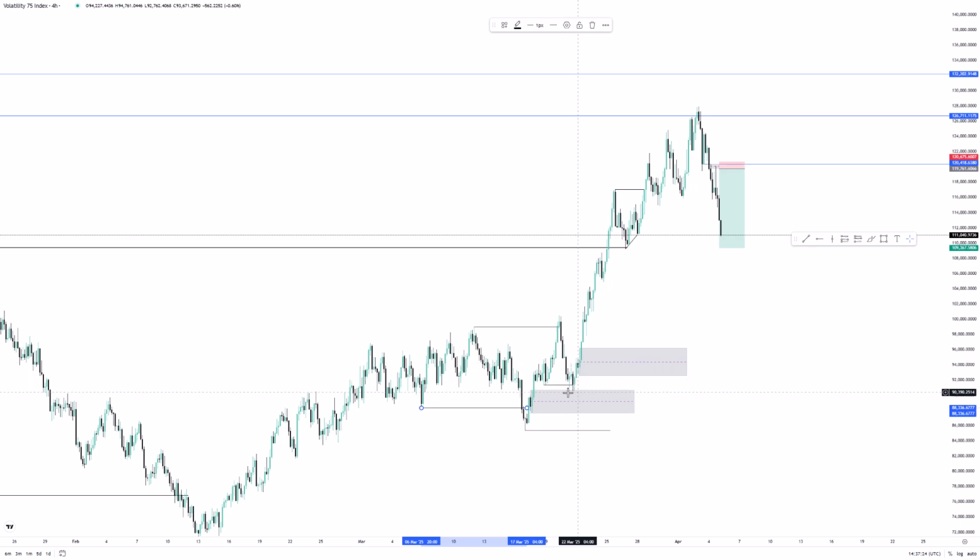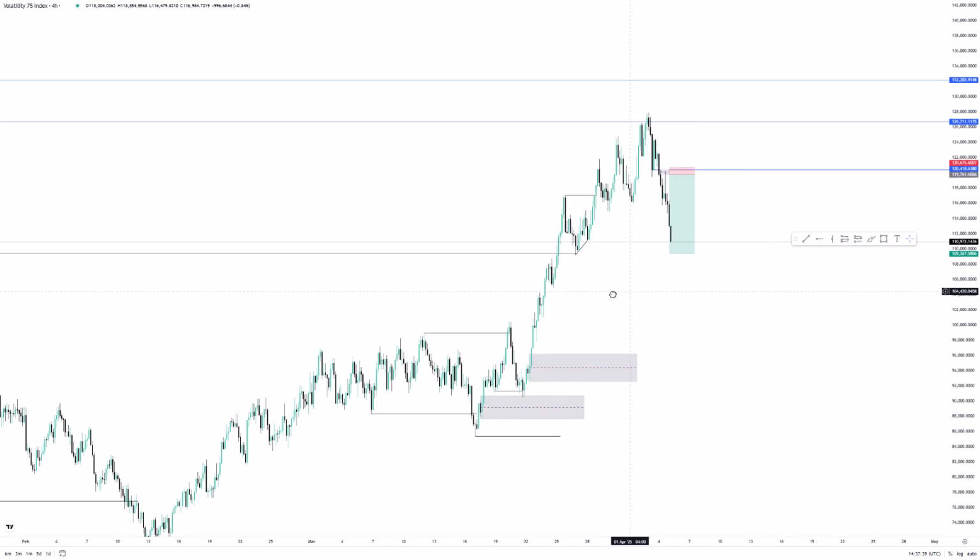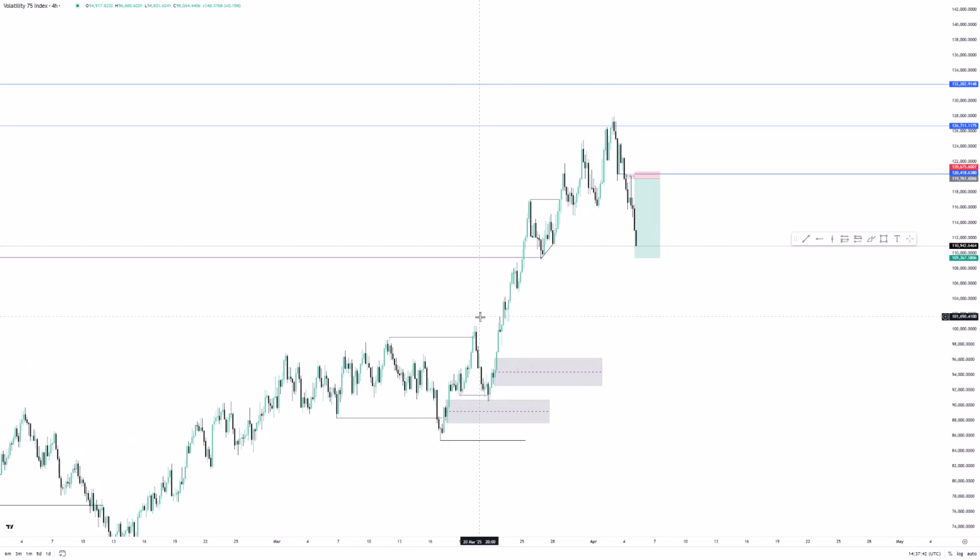We see price return into a fair value gap as well as a zone, and then we see this price move. So this is the daily range, from this low to this high, and we expect price to come back into the 50% retracement level. I'm not going to put the Fibonacci now because I don't want to make this video long.